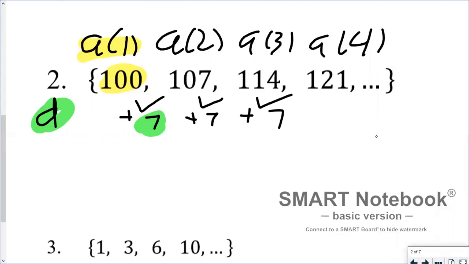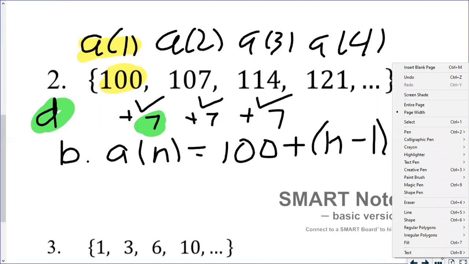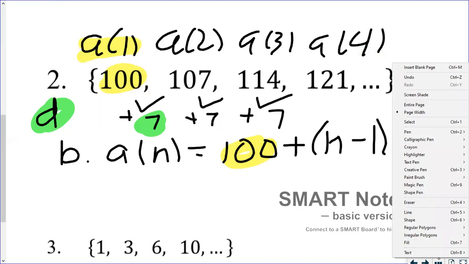So for part B, it's asking for the explicit formula. Recall from the last slide, it was just A n. My first term would be 100 plus n minus 1, and the 7 goes on the outside. Again, I'm going to highlight the first term in yellow and the common difference in green.